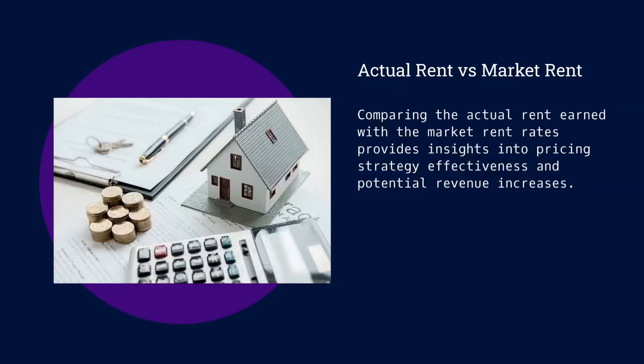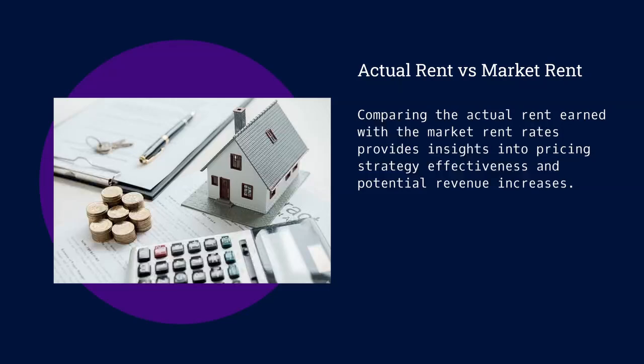If you're charging, let's say, $1,000 for a property and the market rent is $1,000, that means that you're charging the right price, the correct price. You couldn't get more money for your property, but you are not getting less than what you should be expecting. If you are charging, let's say, $800 and the market rent is $1,000, that means that you are charging a lower price than the market is.